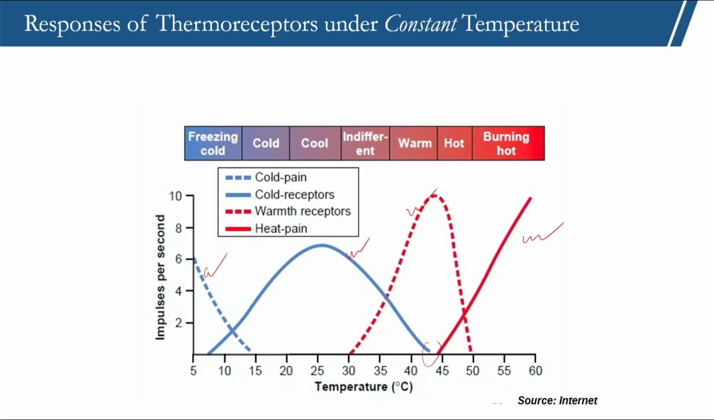Around 42 degrees, the cold receptors will be inactive, and it will not have any sensation. Its activity is maximum at around 25 degrees Celsius, where it will sense maximum sensation. Similarly, the warm receptors are most active around 45 degrees Celsius, and beyond 50 degrees Celsius this warm receptor does not activate, and the cold receptor does not activate below 6-7 degrees.